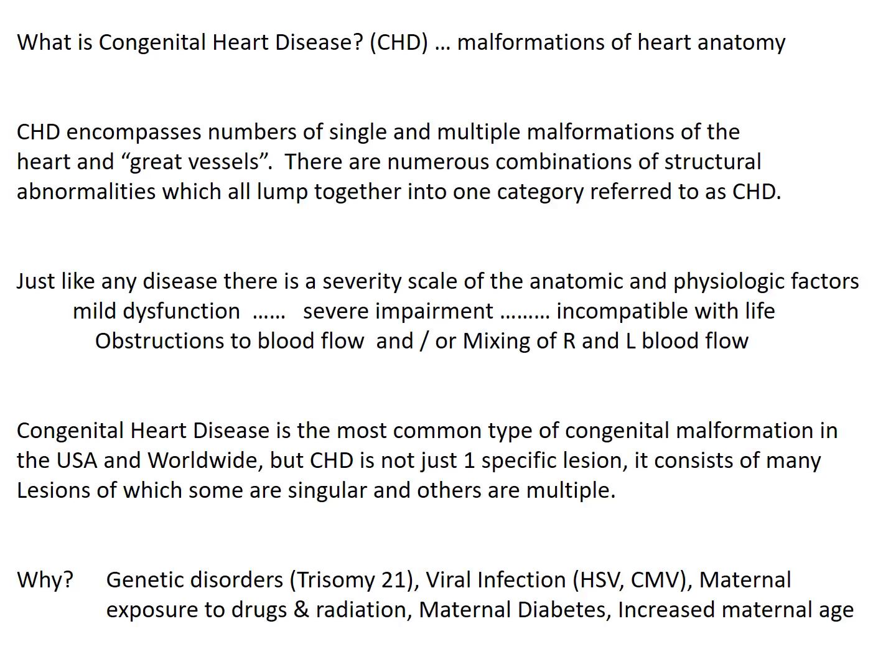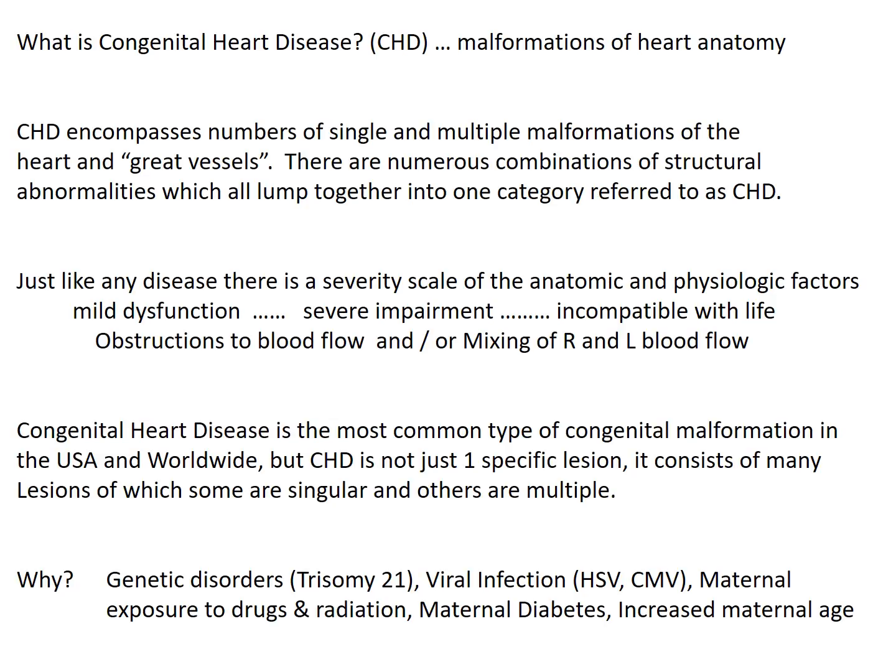And then there's a whole variety of different types of impairments in the middle, which can be medically, procedurally, and surgically treated to optimize blood flow in and through the heart. Congenital heart disease is the most common type of congenital malformation in the USA and worldwide. Congenital heart disease is not just one specific lesion, but there are numbers of different types of lesions involving the heart and the great vessels that make up CHD. Some individuals with CHD may have one malformation. Some individuals with CHD may have multiple malformations.